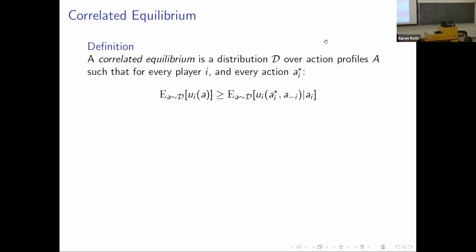This is asking for something even stronger than that. Not only is it a better idea for you to opt into the correlation than going off on your own, but there's no way you could beneficially deviate even using the correlation, right? You could consider deviations that use the signal you've seen, and even those are not beneficial. But we will talk about the variant you asked about.